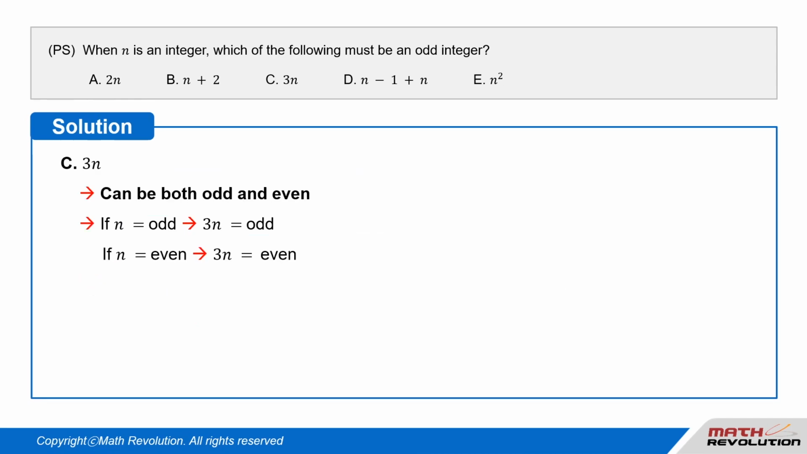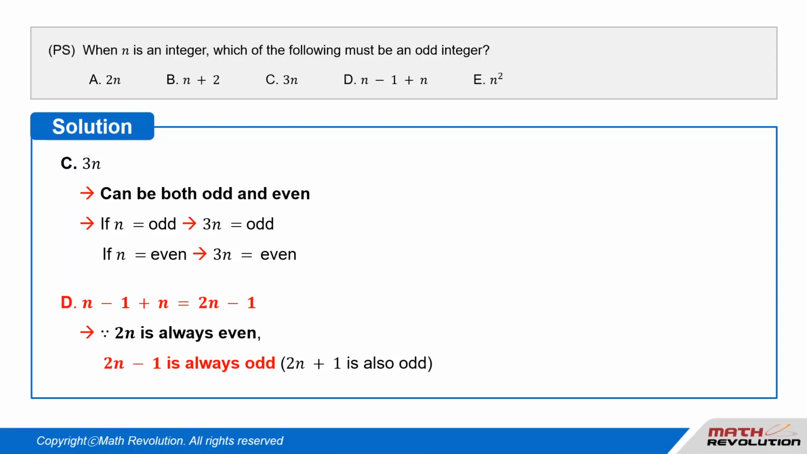C. 3 times n. 3 times n can be both odd and even, depending on the value of n. If n is odd, say 1, 3 times n will be odd. And if n is even, say 2, 3 times n will be even.